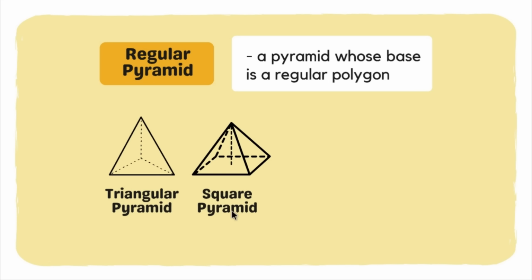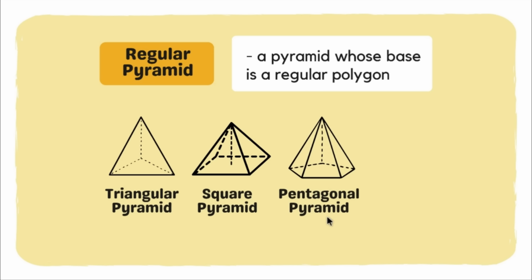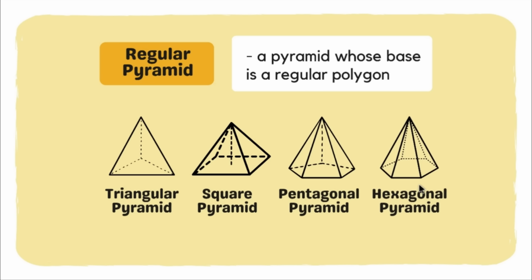Aside from that, we have the square pyramid. Remember, a square is a regular polygon. It is a quadrilateral with equal sides. Okay. We also have here the pentagonal pyramid, with a 5-sided polygon as its base. Okay. And then we can also have a hexagonal pyramid. Okay. May mga iba pa bang pyramid aside from this? Yes, meron pa po. We can even have a heptagonal pyramid or octagonal pyramid, and so on and so forth. But in our lesson today, we will just focus on these types of pyramid.